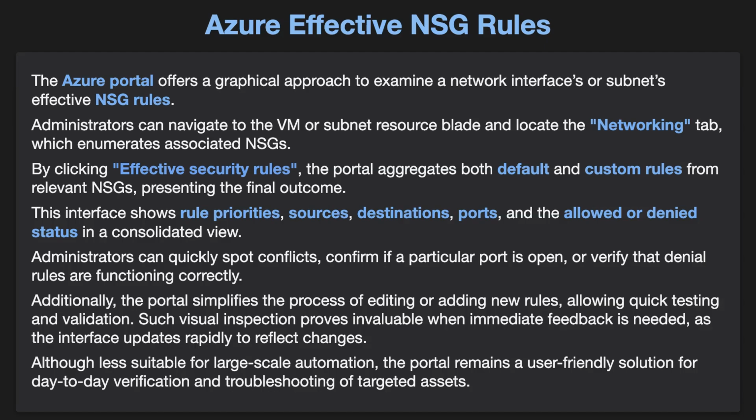Administrators can quickly spot conflicts, confirm if a particular port is open, or verify that denial rules are functioning correctly. Additionally, the portal simplifies the process of editing or adding new rules, allowing quick testing and validation. Such visual inspection proves invaluable when immediate feedback is needed, as the interface updates rapidly to reflect changes. Although less suitable for large-scale automation, the portal remains a user-friendly solution for day-to-day verification and troubleshooting of targeted assets.